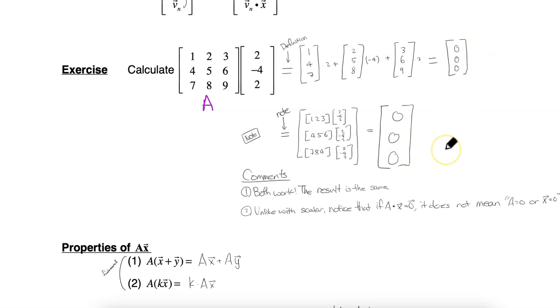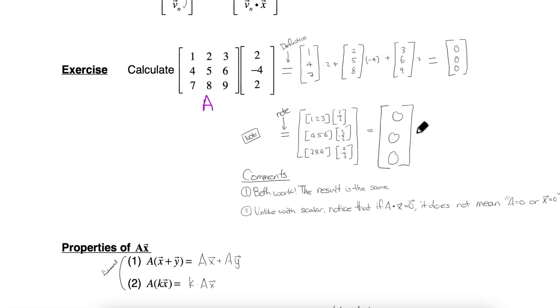So, two important comments. The first one is directly linked to what we just discussed. Both using the definition of the multiplication of a matrix with a vector and the note work. They are two ways of looking at the same thing, but they yield the same result in the end.